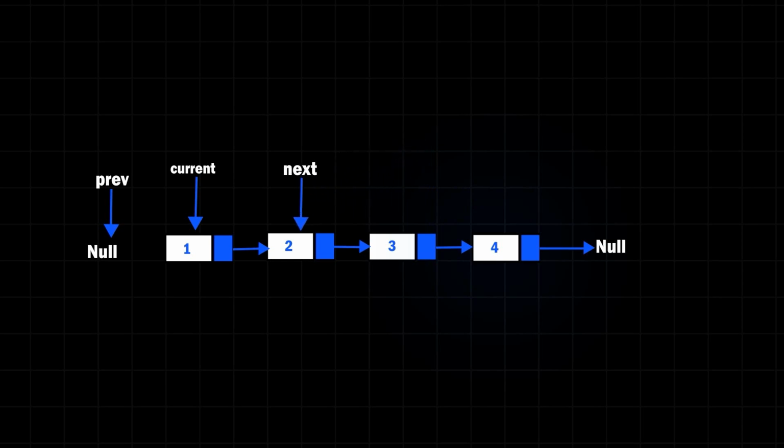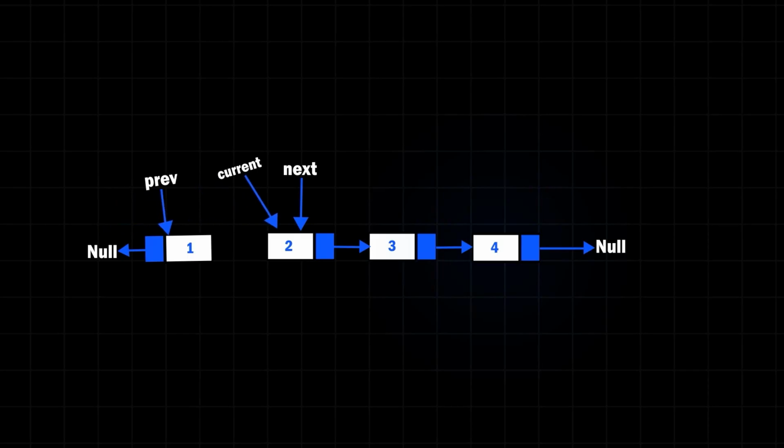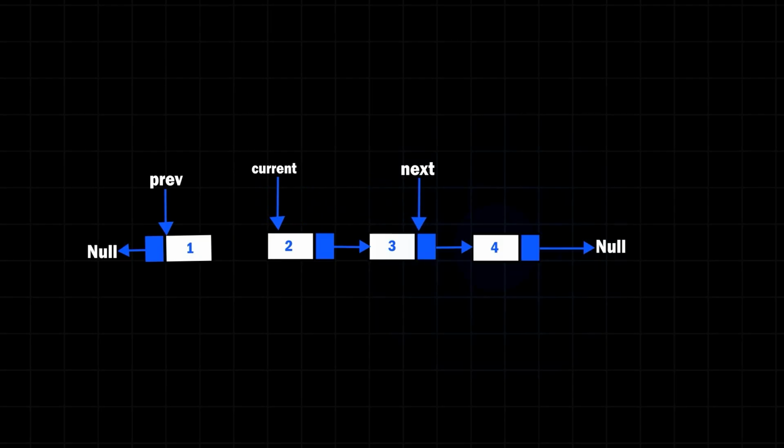Now what will happen? First, the current node will point to the previous node. And there is no node before it, so it will point to null. After this, the prev pointer will move to the current node, and current will move to the next node, and next moves forward. We have reversed one node, now move on to the second node. Repeat the same 4 steps again.